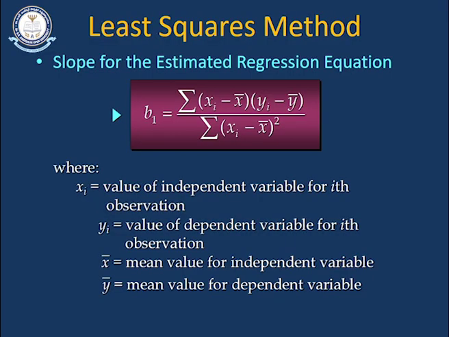We can also look at the slope for the estimated regression equation, which is written as beta 1 equals sigma (xi minus x bar) into (yi minus y bar), divided by sigma (xi minus x bar) whole square, where xi is the value of the independent variable for the ith observation, yi is the value of the dependent variable for the ith observation, x bar is the mean value for the independent variable, and y bar is the mean value for the dependent variable.